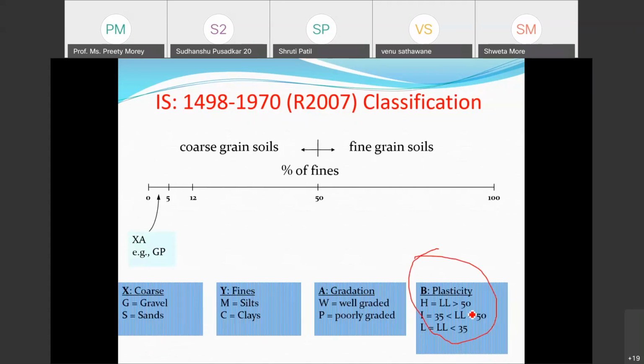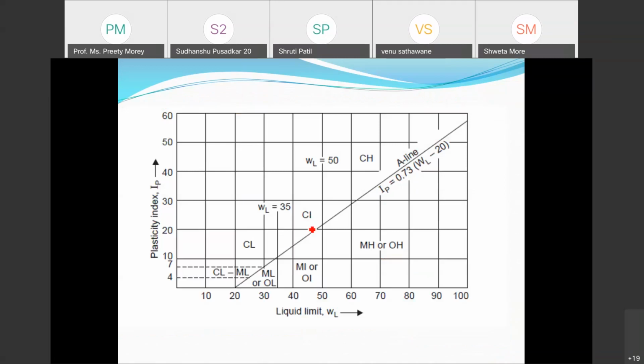H will be the symbol for LL greater than 50. I, that is intermediate plasticity, is 35 to 50, and low is less than 35. So the range has been changed. And such combinations we can classify the soils. This is the plasticity chart which is used for the Indian standard system.